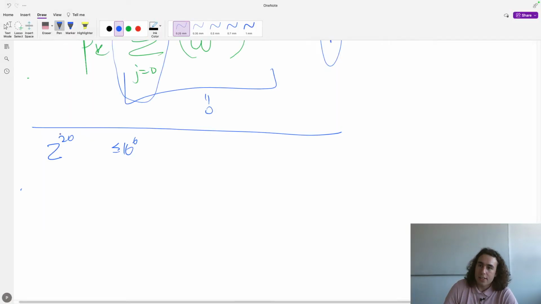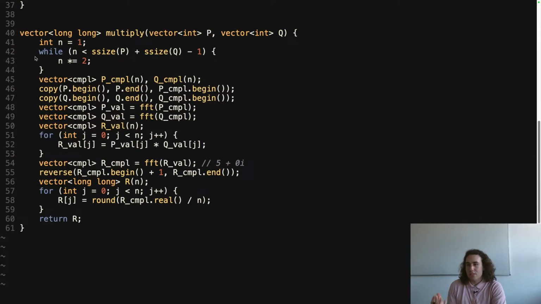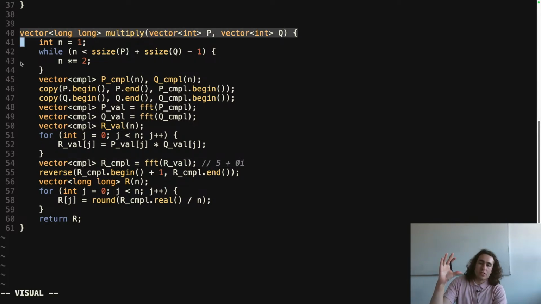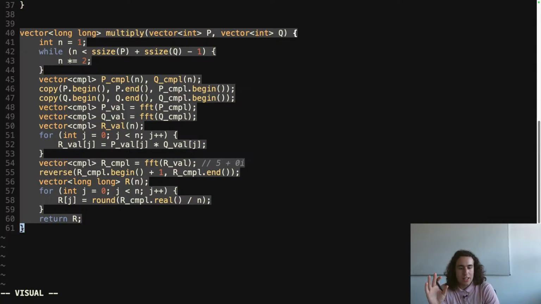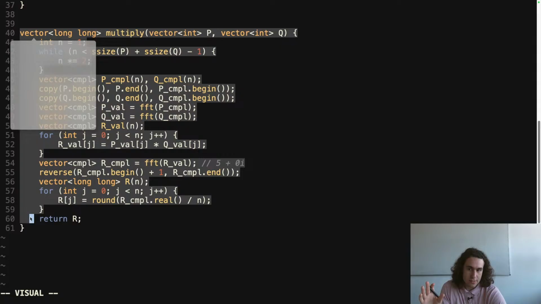So we take basically FFTs of size 2 to the 21, but we do 3 FFTs, right? 1, 2, 3 in total. So the whole multiplication, how much time does it take? I do not include the time that reading the input from the file and outputting the output takes. I only consider the time that this function takes, basically.